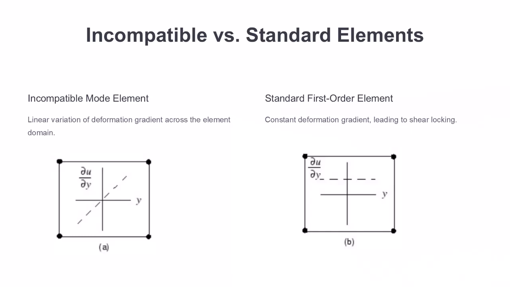Here you can see the difference. An incompatible mode element allows the deformation gradient to vary linearly across the element, which is what we need in bending. And a standard first order element keeps the deformation gradient almost constant, which is cheaper, but often too stiff and prone to shear locking in bending dominated problems.